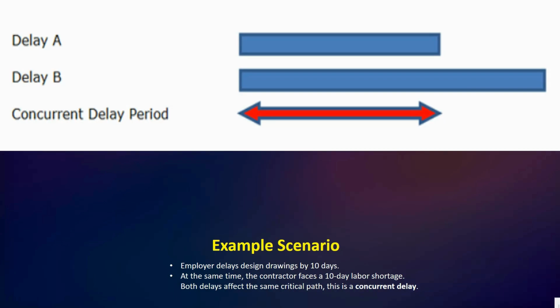Imagine this situation. The employer delays the issue of design drawings for 10 days. At the same time, the contractor faces a 10-day labor shortage. Both of these events affect the same critical path activity and delay the project completion date. This is a classic example of concurrent delay, because both the employer and the contractor are contributing to the delay period simultaneously. Okay, I hope this is clear.